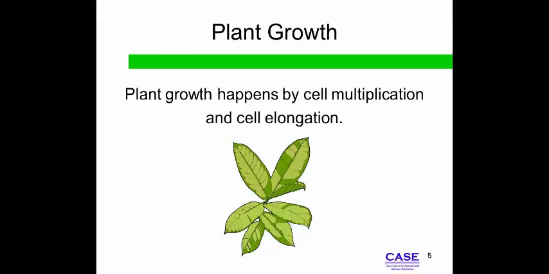Two ways that plant growth occurs are by cell multiplication and cell elongation. Cell multiplication is significant in asexual propagation, especially micropropagation, since the new plantlets are comprised entirely of newly formed cells.